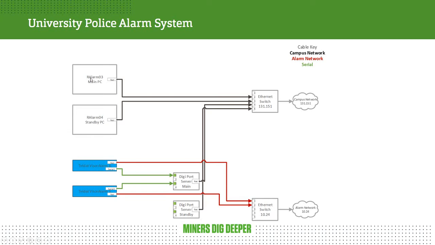And here's our Alarm Center PC. Again, we can see that the alarms will come in through the 10.24 network into the TelDat visor alarm. It'll send that information via serial to the Digiport. It'll send that information via network through this switch to the alarm PC.